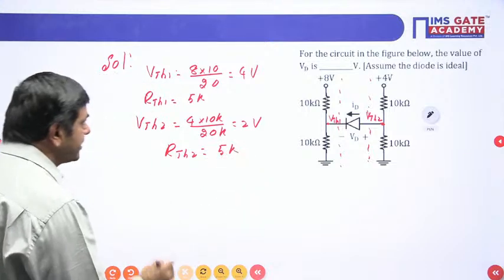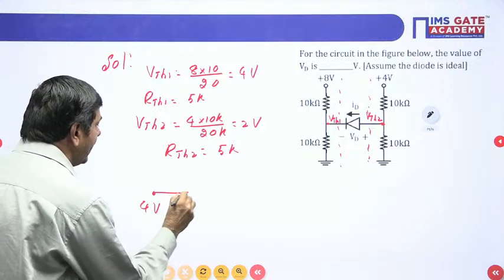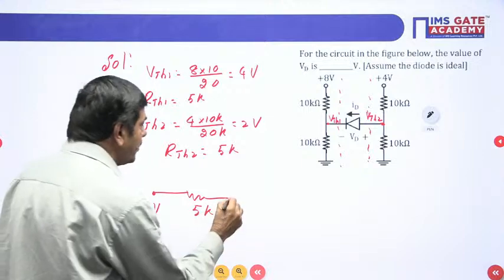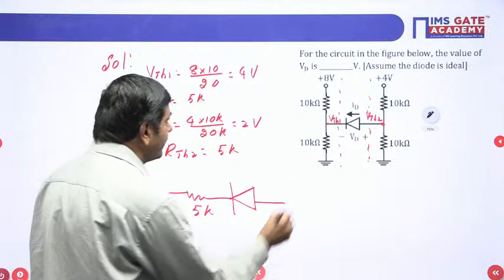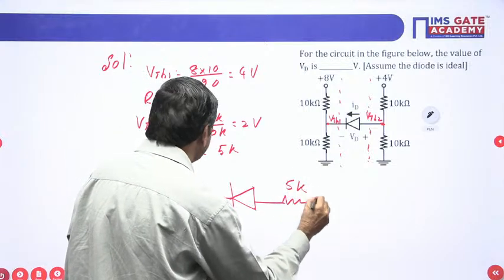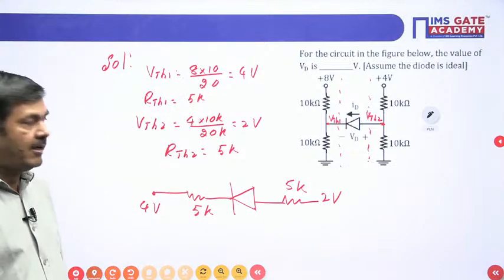Finally, we get the circuit in this way. There is a VTH1 of 4 volts and a resistor RTH1 of 5K. There is a diode here. I can connect the diode like this, and here there is a resistance of 5K again, also connected with a 2 volt source. Now, is the diode forward bias or reverse bias? It is reverse bias.